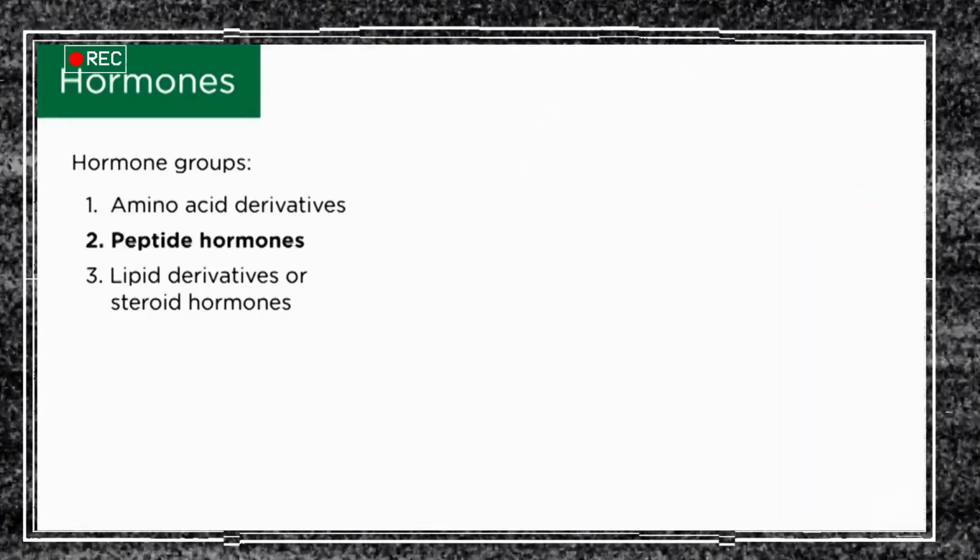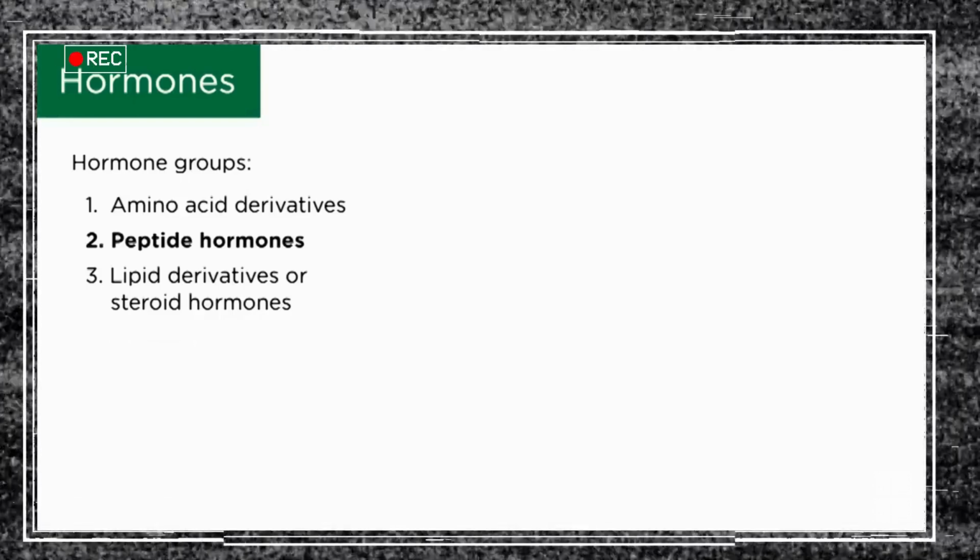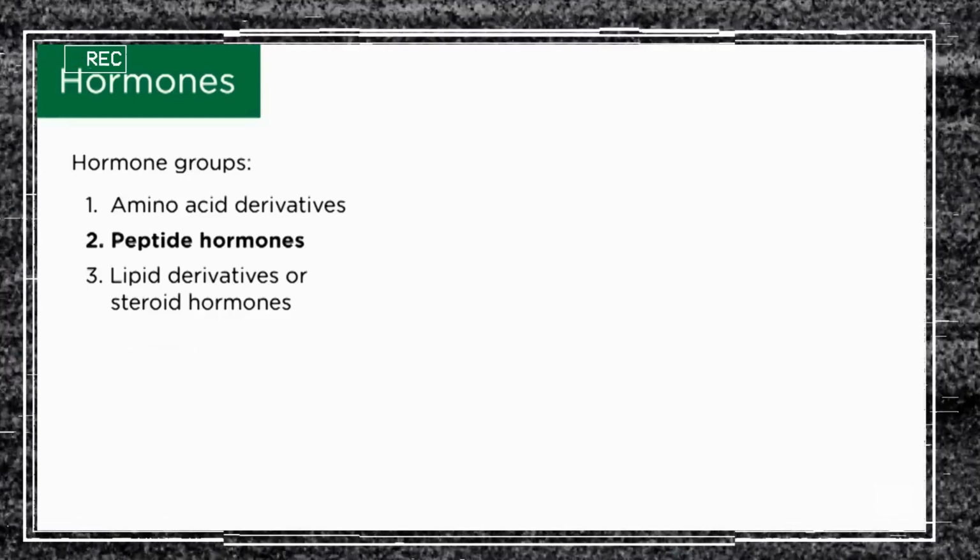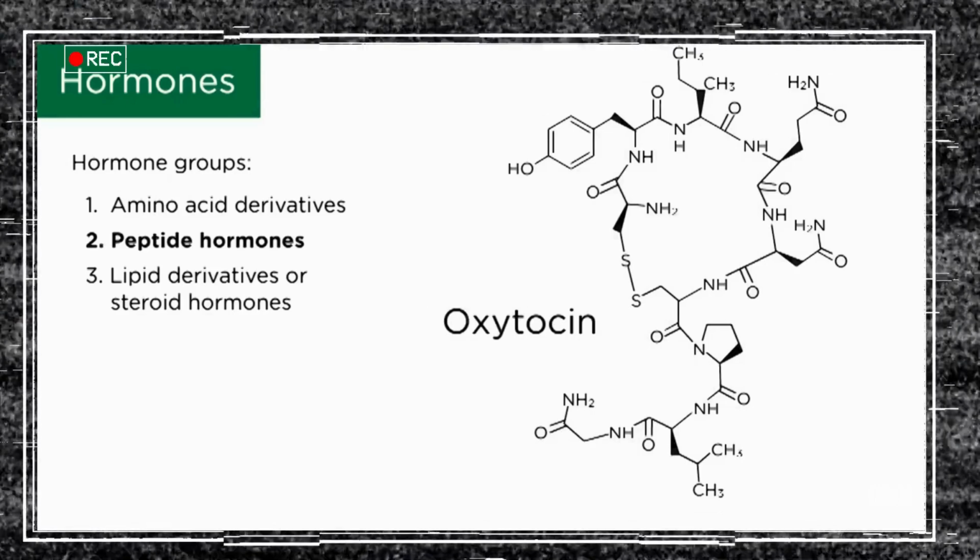Peptide hormones are made up of a bunch of amino acids. Some examples would be thyroid-stimulating hormone, oxytocin, or prolactin.